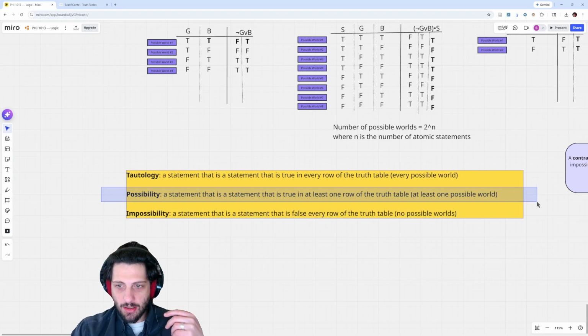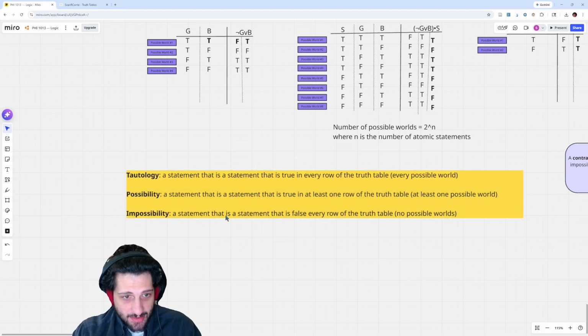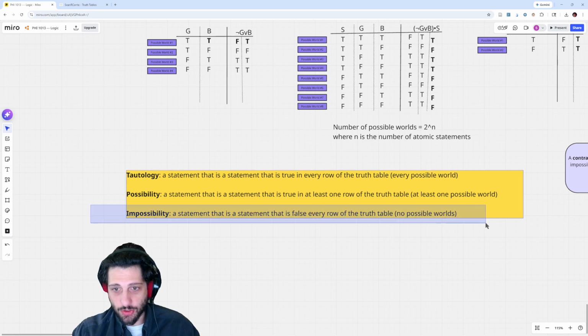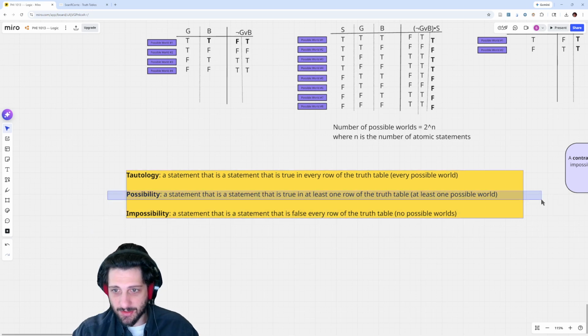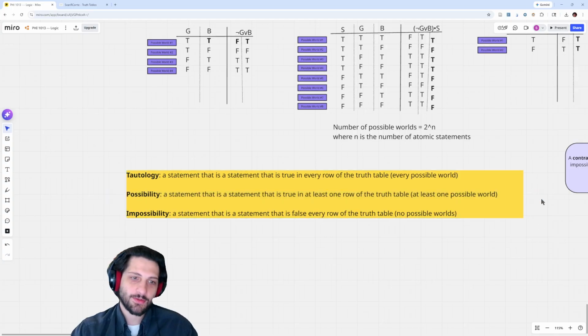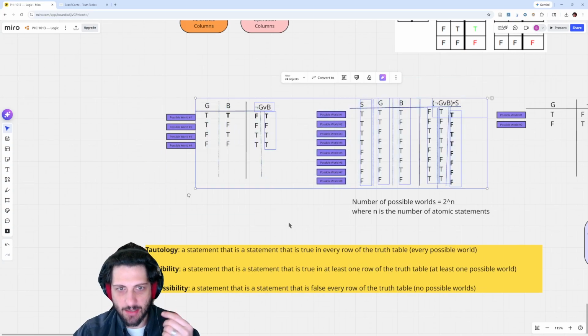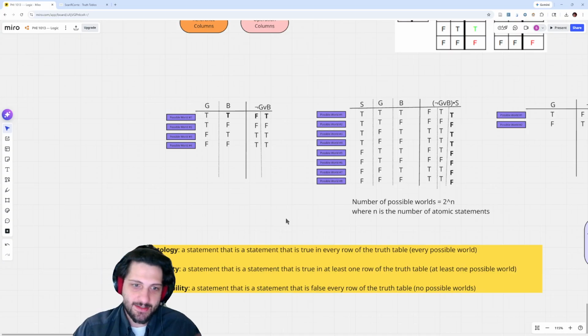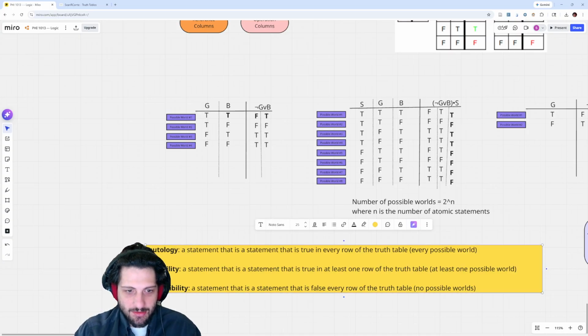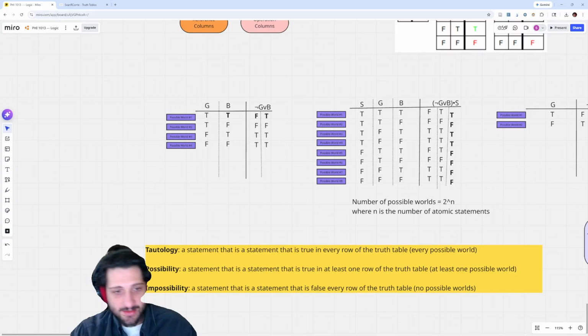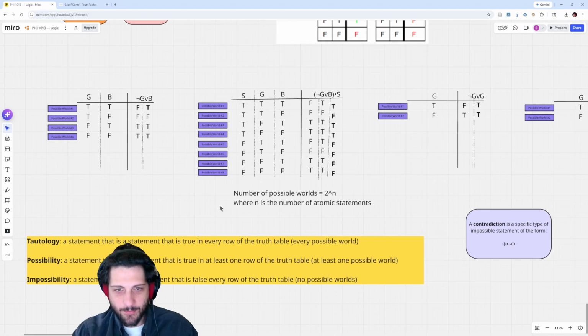On the other hand, we could also think about possibilities. If impossibilities are sentences that are never true in any possible world, possibilities are things that are true in at least one possible world. That's what a lot of the sentences we were dealing with last time were. So the sentence "Santa exists" is not a tautology. It's also not impossible, but it is possible. In some possible worlds, maybe Santa exists, but in other worlds, Santa doesn't exist. Okay.